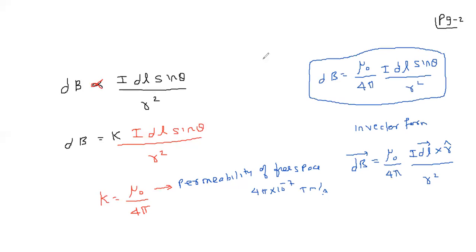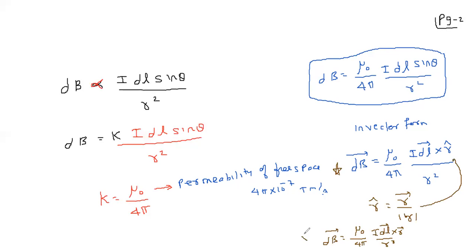Okay. Similarly, r cap is equal to what? R vector by r. Substitute this value in the above equation. We are getting dB vector is equal to mu naught by 4 pi I dl vector cross r vector by r cube. So both this formula and this formula are vector form of Biot-Savart law.